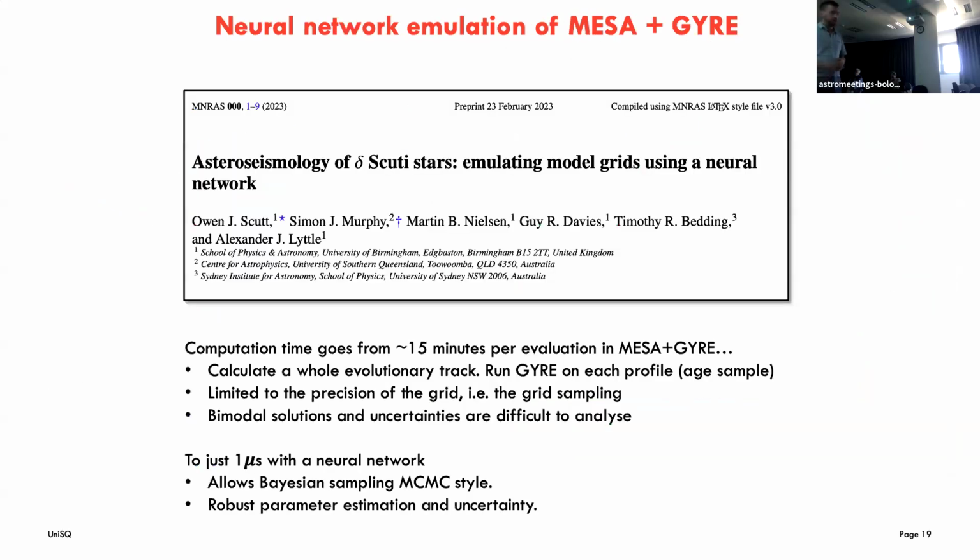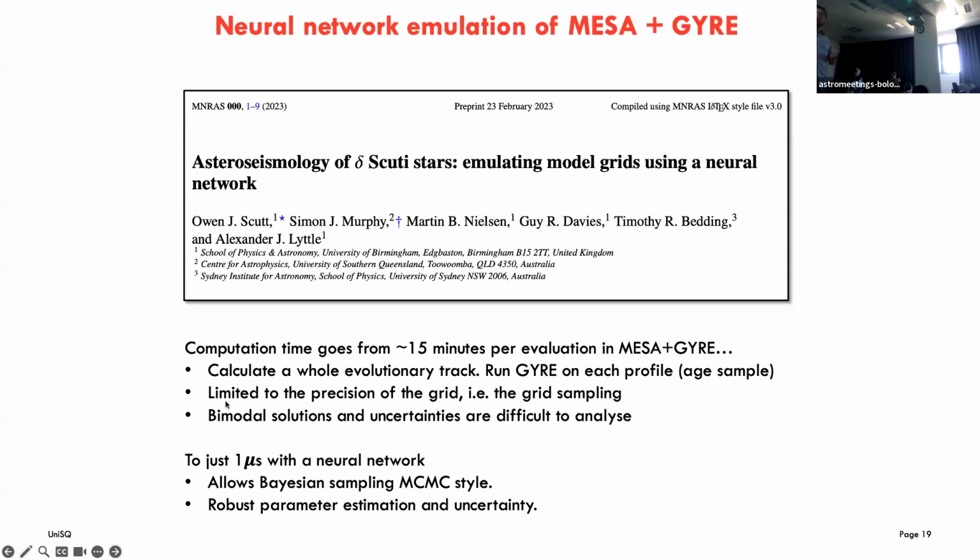This is some work that I did with many of my colleagues at the University of Birmingham to train some neural networks to do this for us. So when you're using MESA and Gaia, it takes about 15 minutes per evolutionary track that you calculate on an HPC. And what you end up having to do is calculate an entire evolutionary track. Then you have to run the pulsation code on each profile or each model that you've calculated. Even after that, you end up limited to the precision of the grid.